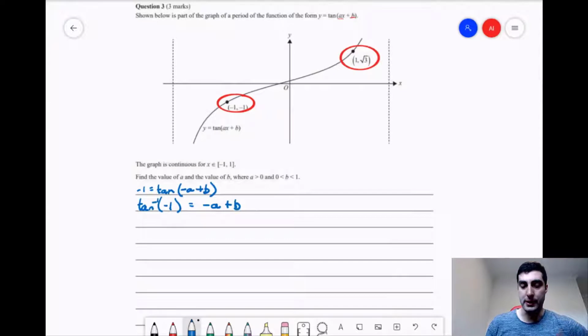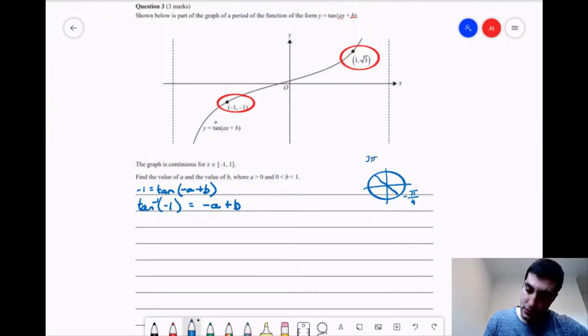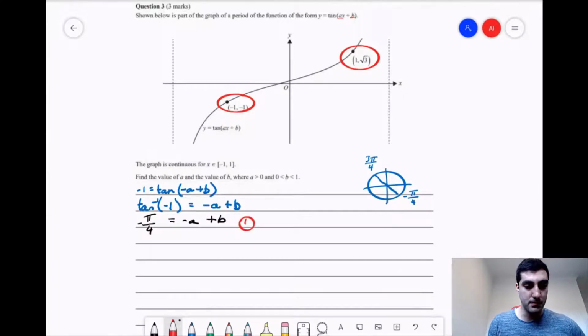Tan of what angle? So if you recall the unit circle, we know tan gives us -1 when we have an angle like that. So we've either got minus pi on 4 here, or we'd have 3 pi on 4 here. So I'm just going to choose minus pi on 4 is equal to minus a plus b, and that's our first equation. Done. Great, let's take the second point and do the same thing.